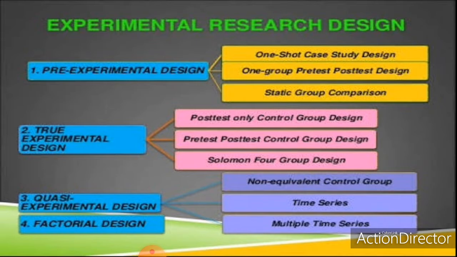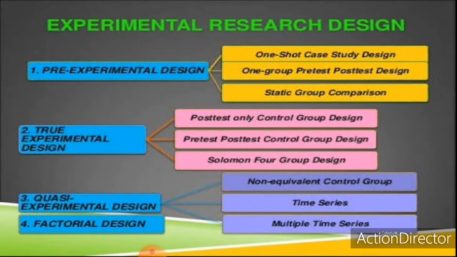Now, second one is true experimental design, which is again divided into 3 categories. They are post-test only control group design, pre-test, post-test control group design and Solomon 4 group design. Now, the third main category is quasi-experimental design, which is also divided into 3 categories. They are non-equivalent control group design, time series design and multiple time series design. And the fourth main category is factorial design. So, these are all about the important types of experimental research designs.